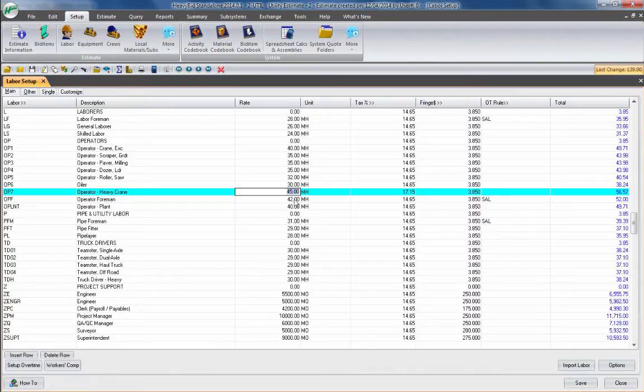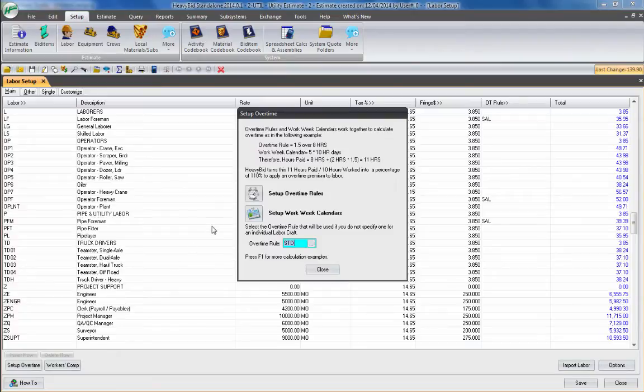Because we can have multiple calendars in an estimate, this operator, for example, could be working sometimes in overtime situations, sometimes in straight time. So we want to have a way to handle multiple calendars. So I'm going to go down here to set up overtime. And first we're going to look at the setup rules.